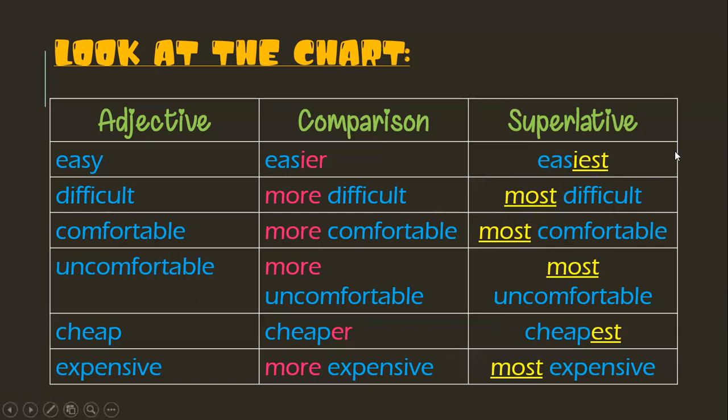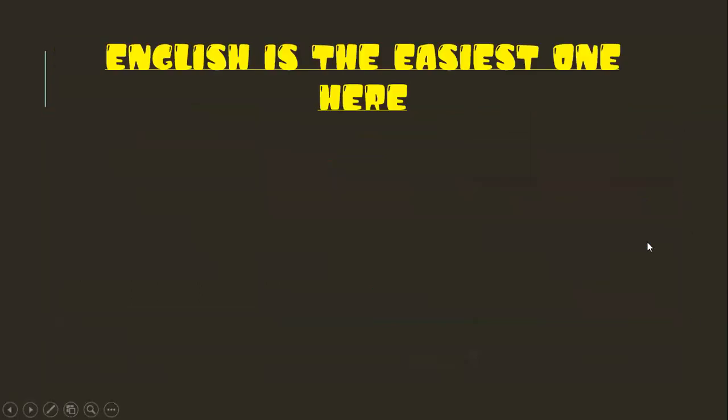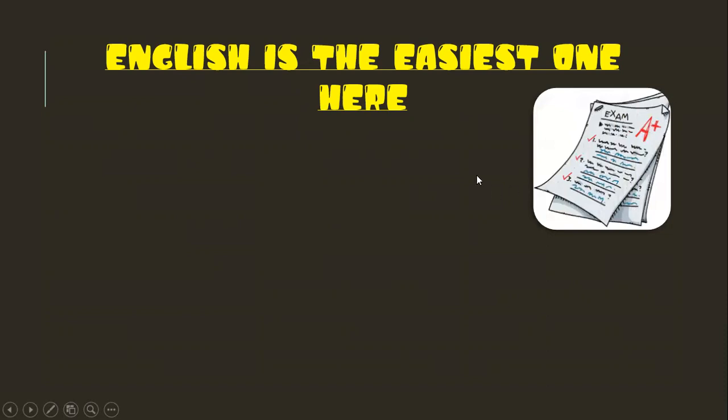Remember that we are going to use the superlative. Let's see here. For example, this is a subtitle that says English is the easiest one here. Now, as you can see, I am expressing that English is an easy subject compared to the other ones. In this case, here we have an exam.